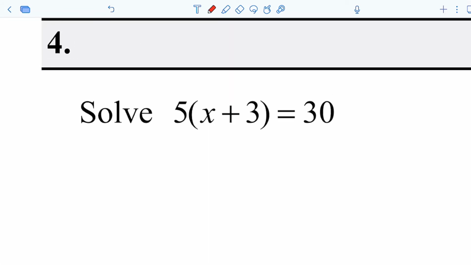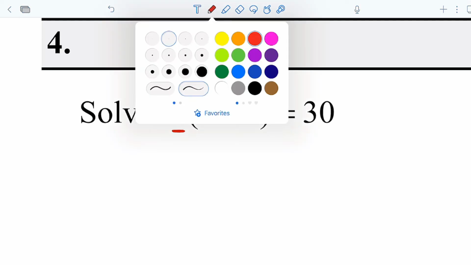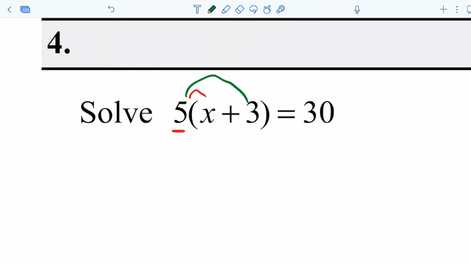Question 4. A bit different this time, as we've got a 5 and then some brackets, and it equals 30. The first thing to do is solve these brackets, and we do so by expanding. When we expand the brackets, we multiply the value outside, which is 5, by everything on the inside. So 5 multiplied by x, as well as 5 multiplied by 3. So we get 5 times x, which is 5x, plus, there's a plus sign here, 5 times 3, which is 15, and this is equal to 30.